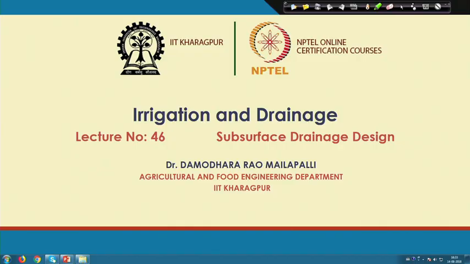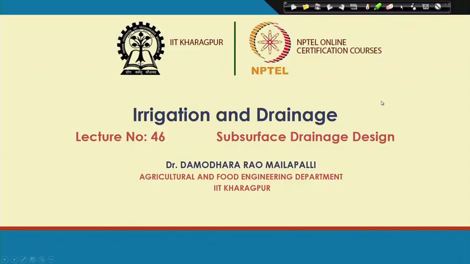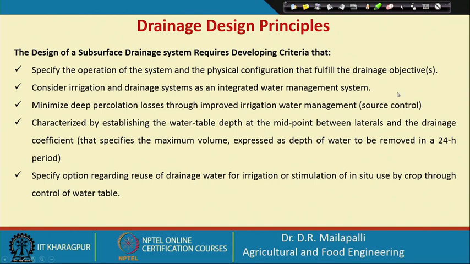In this lecture we are going to estimate the steady state flow of drainage water to the drains. We are going to derive an equation using the Hooghoudt formula, as we call it, assuming steady state conditions. Next, before going into the details, the drainage design principles.